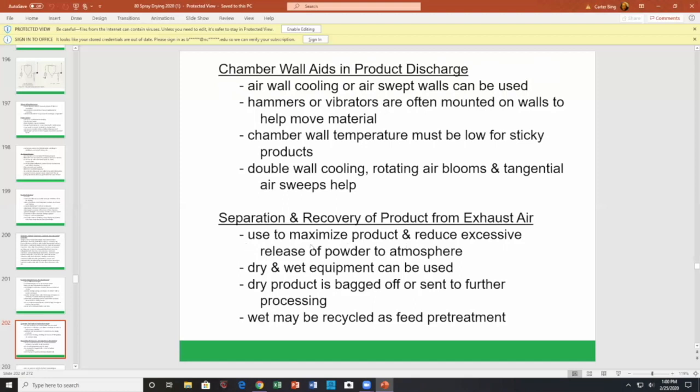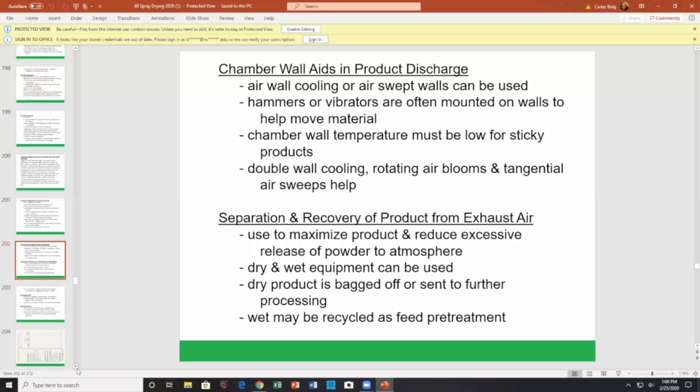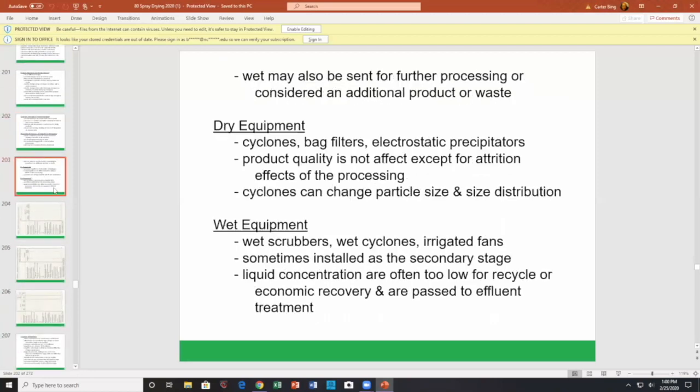Used to maximize product and reduce excessive release of the powder to the atmosphere, right? So we're talking about recovery of product from exhaust gas. Wet and dry equipment used, dry products bagged off and sent for further processing. The wet may be recycled as a feed pretreatment. Wet may also be sent to further processing or considered an additional product or waste. We don't want to call anything a waste. It's just considered, how can I say it, a byproduct.